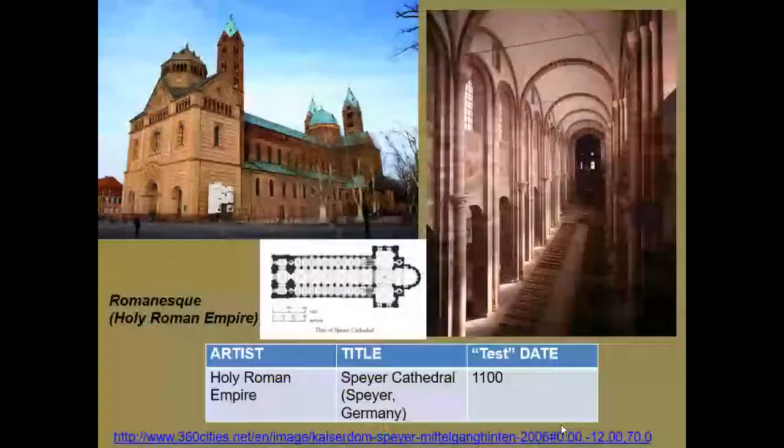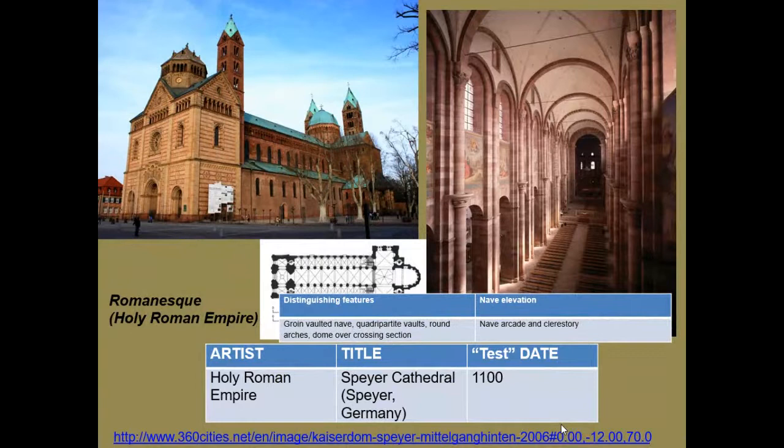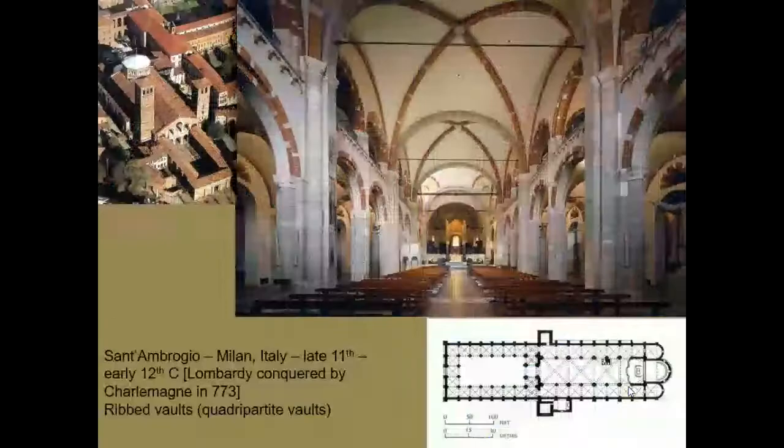So Speyer Cathedral has a couple of distinguishing features to help. We have a vaulted nave with quadripartite vaults, round transverse arches across each end of each bay, and there's a dome over our crossing section as opposed to a tower. So it should be pretty easy to recognize this one as being different from French Romanesque.